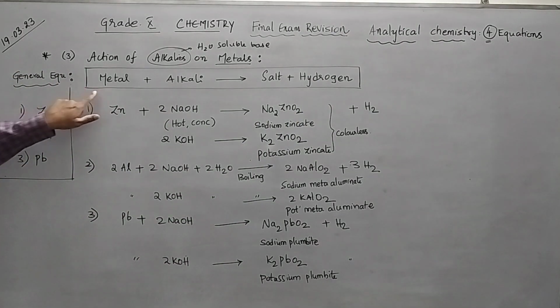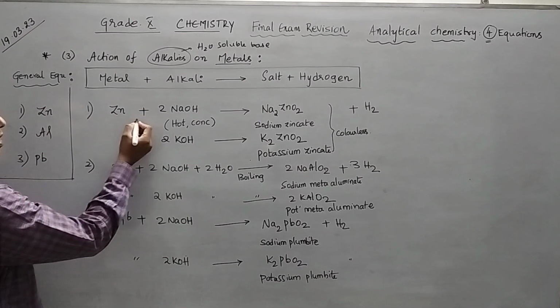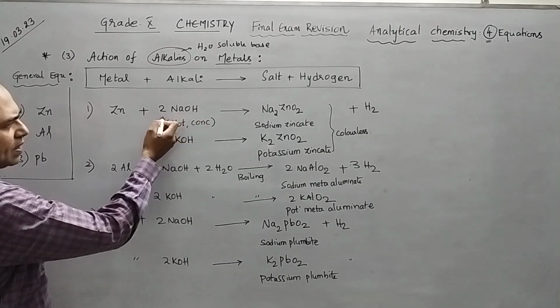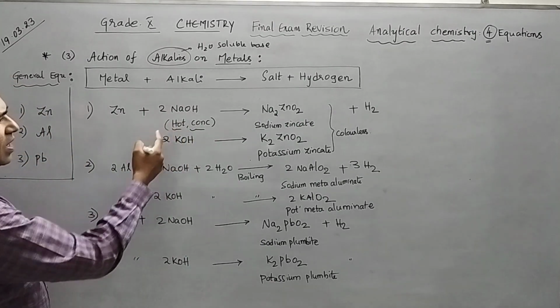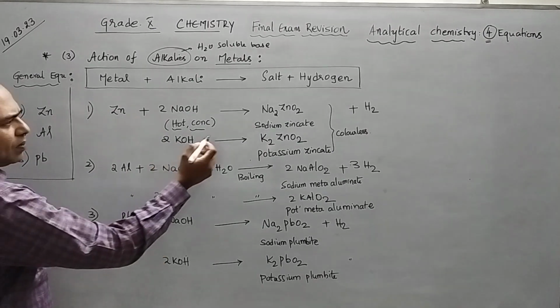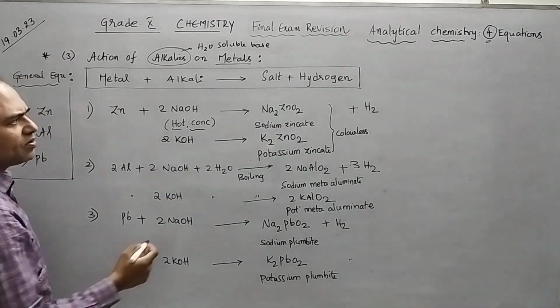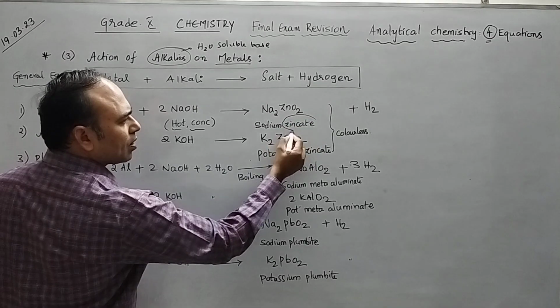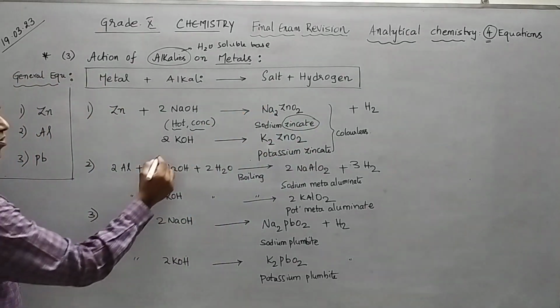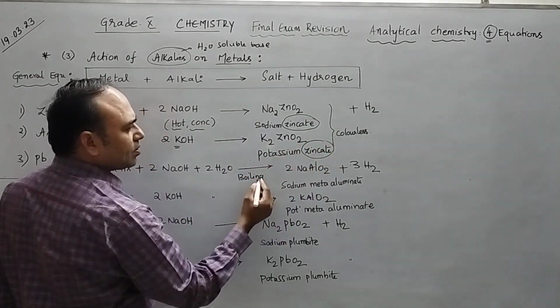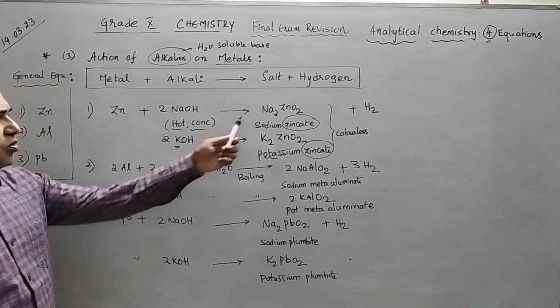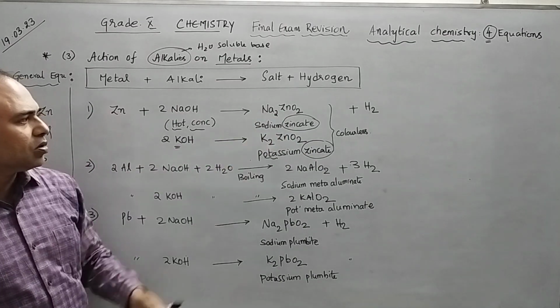And what are the 3 metals you have taken? Zinc, aluminum and lead. So that only we are going to discuss. First equation, if you take Zn with the alkali, that is hot and concentrated NaOH, you will get Na2ZnO2. So this will be our salt known as sodium zincate. If you take potassium hydroxide, you will get potassium zincate. So that is the only difference. Na2ZnO2 or K2ZnO2 you will get.